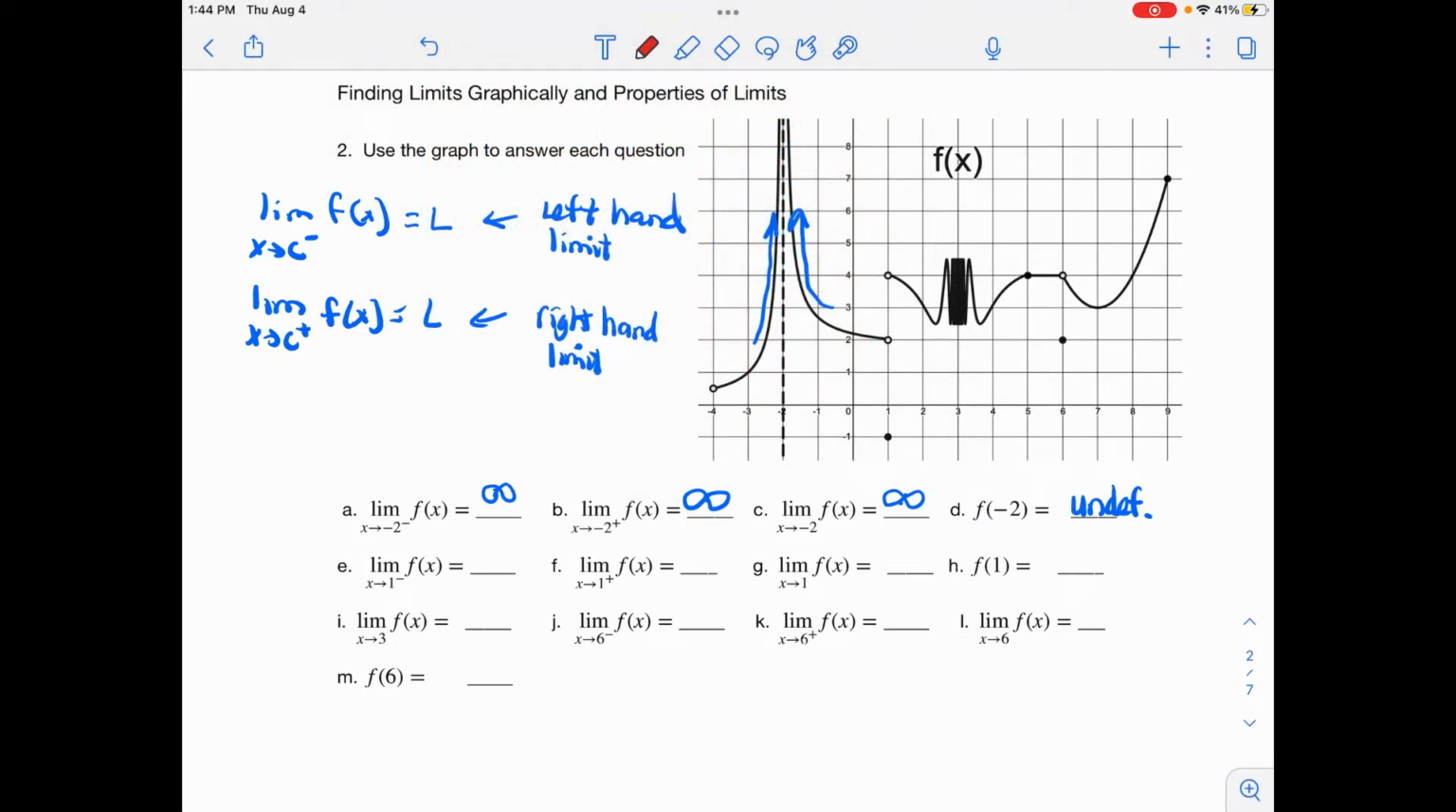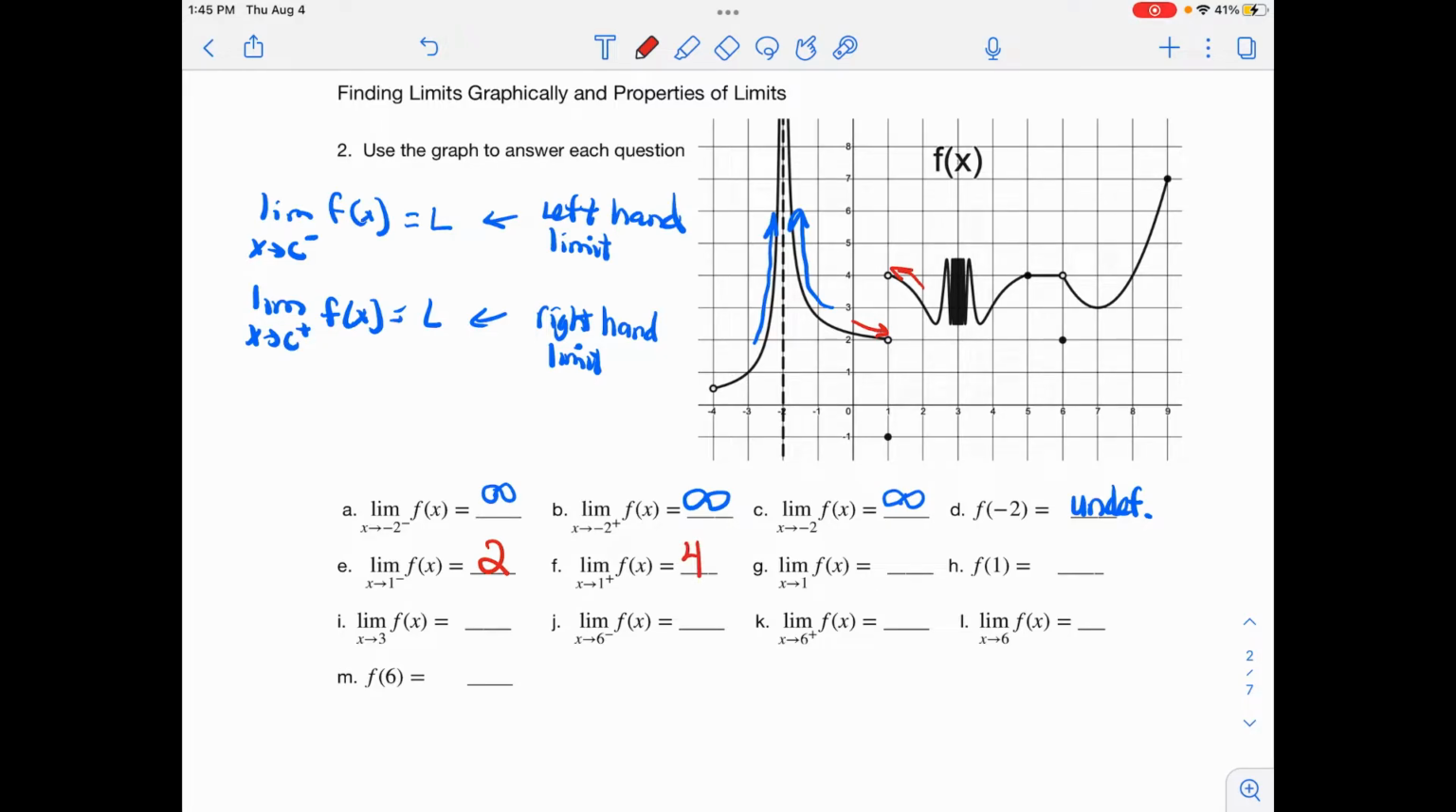All right, let's move on then to the limit as x approaches 1 from the left of f of x. So here is x value of 1 from the left of 1. We're getting closer and closer to a height of 2, so we'd say that limit is equal to 2. The limit as x approaches 1 from the positive side of f of x, that would be up here. We're getting closer and closer to a height of 4, so that limit is 4.